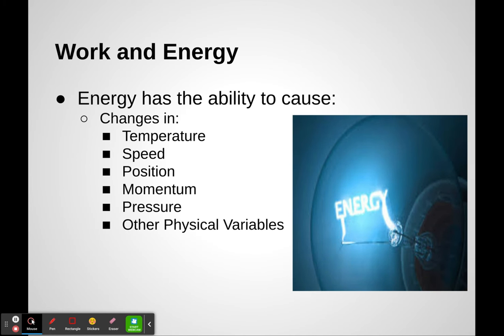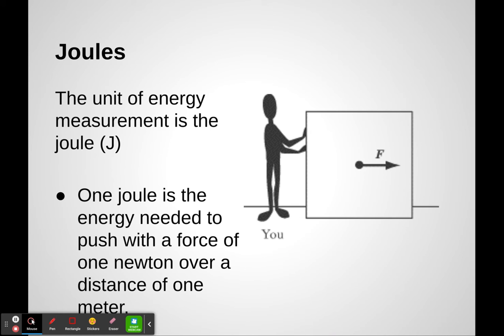When we've been talking about momentum, and specifically collisions, we see that when two objects collide, they essentially cause a transfer of energy, and then that energy transfer changes these objects. Energy is measured in the unit joule. 1 joule is the energy needed to push with a force of 1 Newton over a distance of 1 meter.